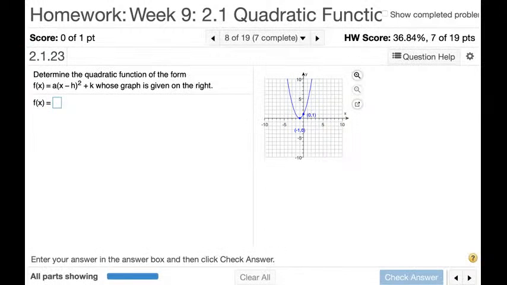Determine the quadratic function of this form whose graph is given to the right. So we have a graph on the right, and it shows the vertex, and it shows an additional point. So this is kind of a repeat, just a different presentation of the same question. So this is question number 8.